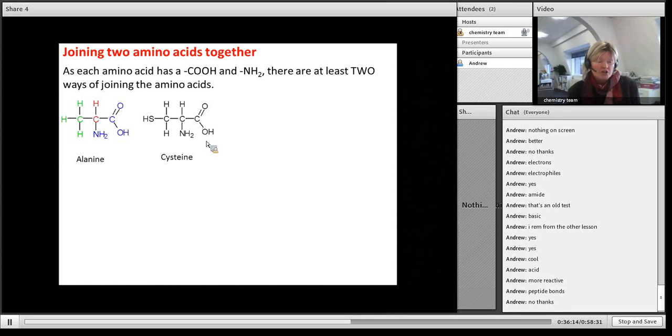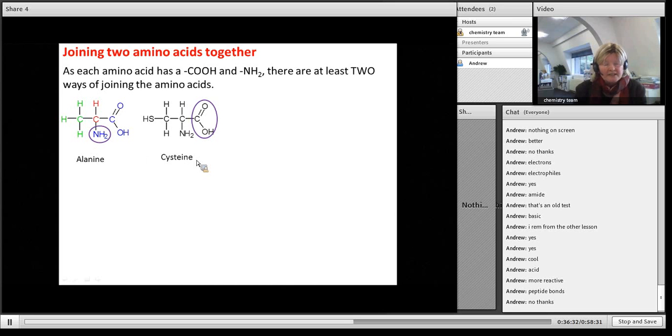In a laboratory, there are multiple ways it could happen. So if I've got two of them, there are at least two ways they can combine if I've got one carboxylic acid and one amine in each case. So here I'm going to react the alanine, which is one amino acid, with cysteine, which is another one.